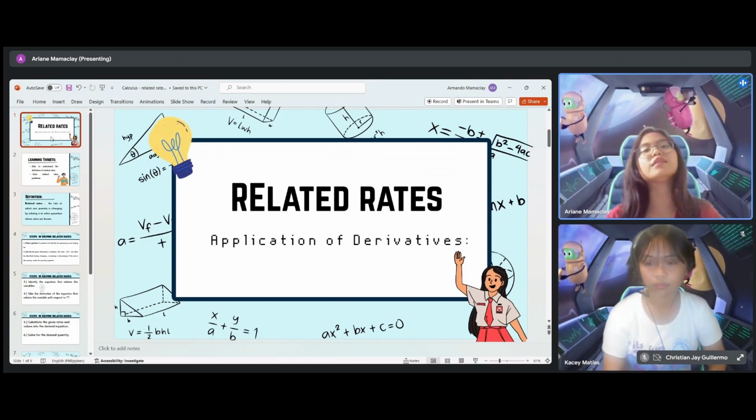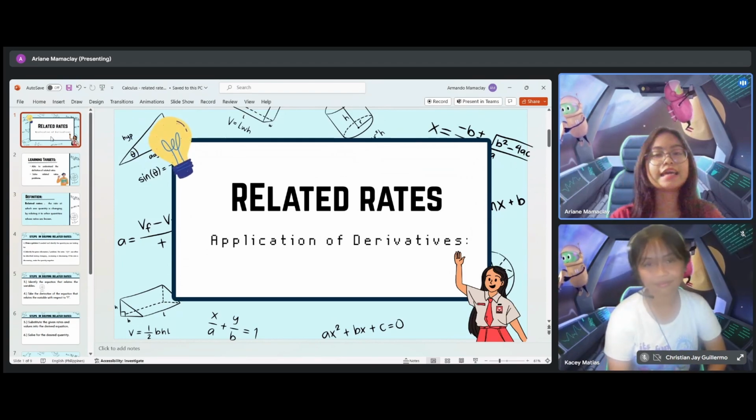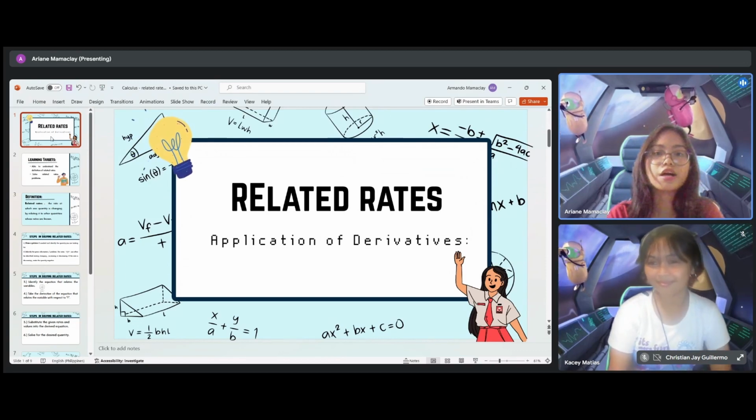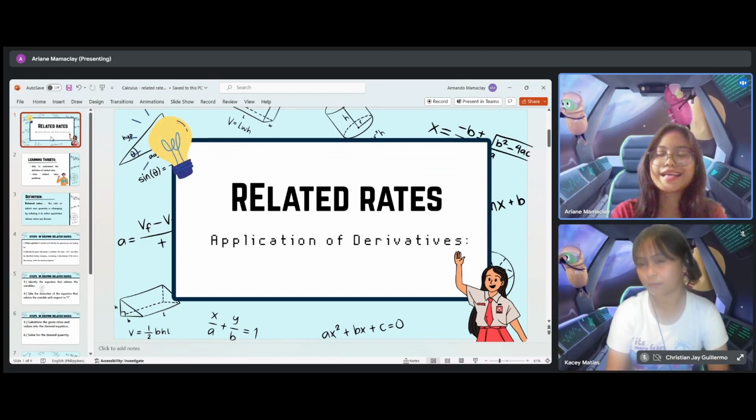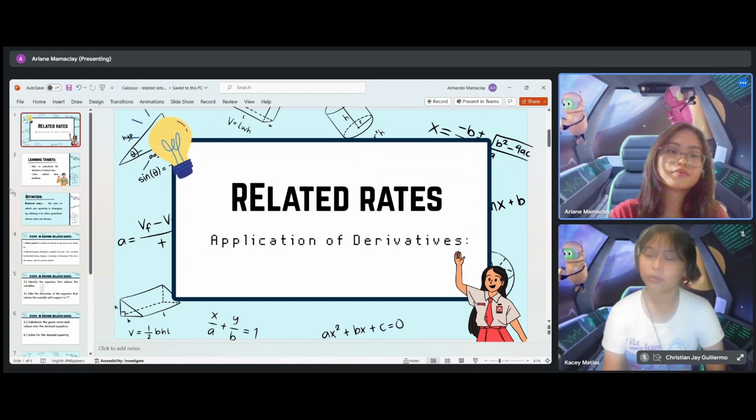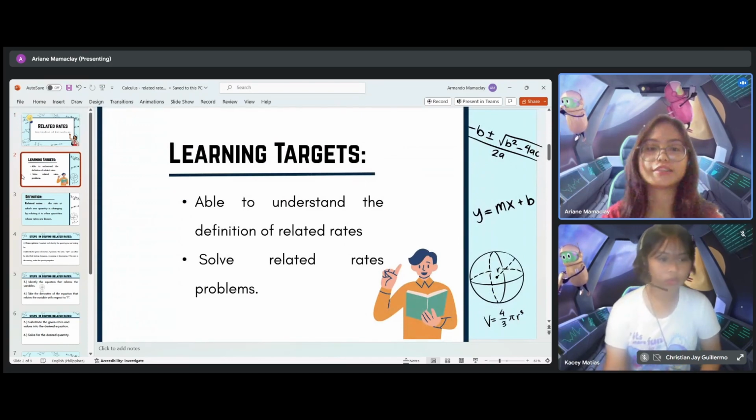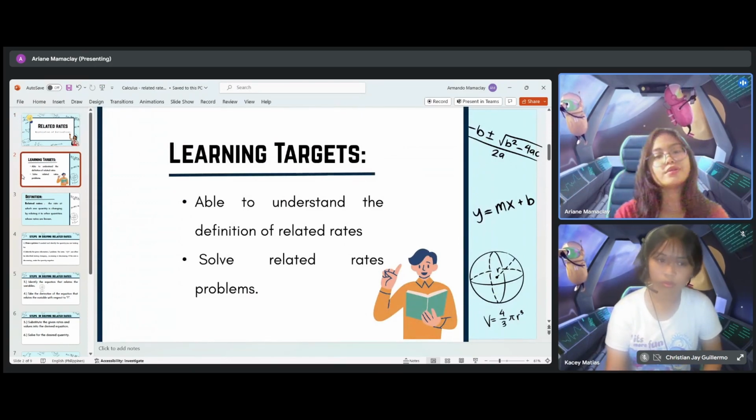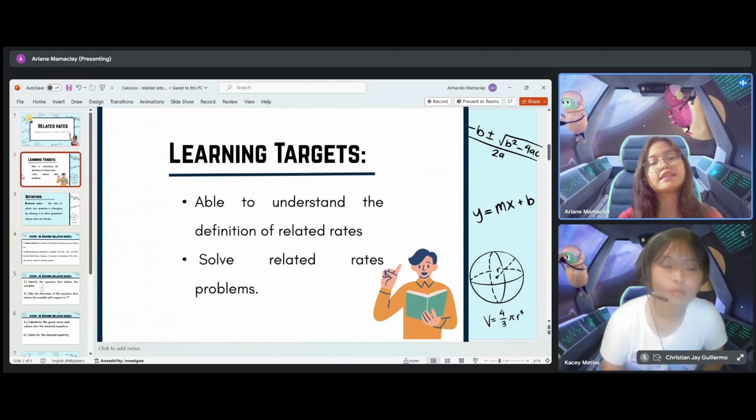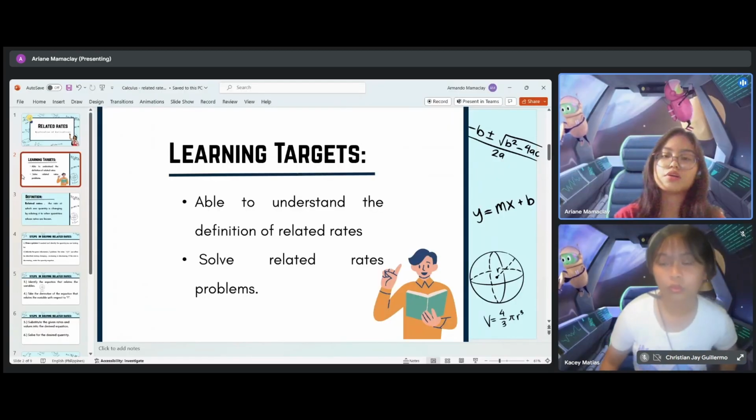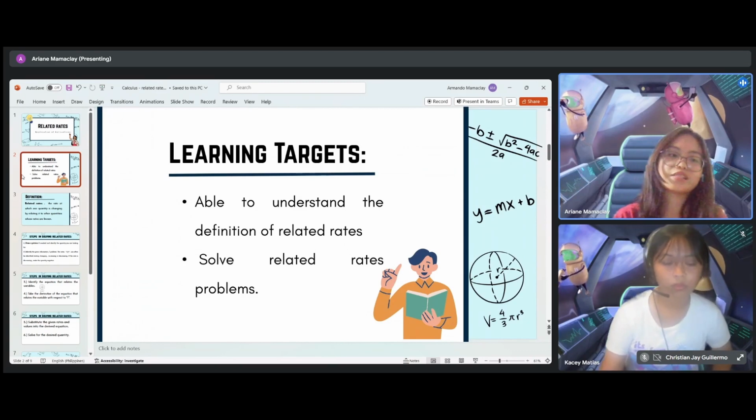So, good day everyone. My name is Arian Jeremy Macaklay, and today we'll be talking about one of the applications of derivatives, also known as related rates. Here on our learning targets, we have two: number one, to be able to understand the definition of related rates, and number two, to be able to solve related rates problems.